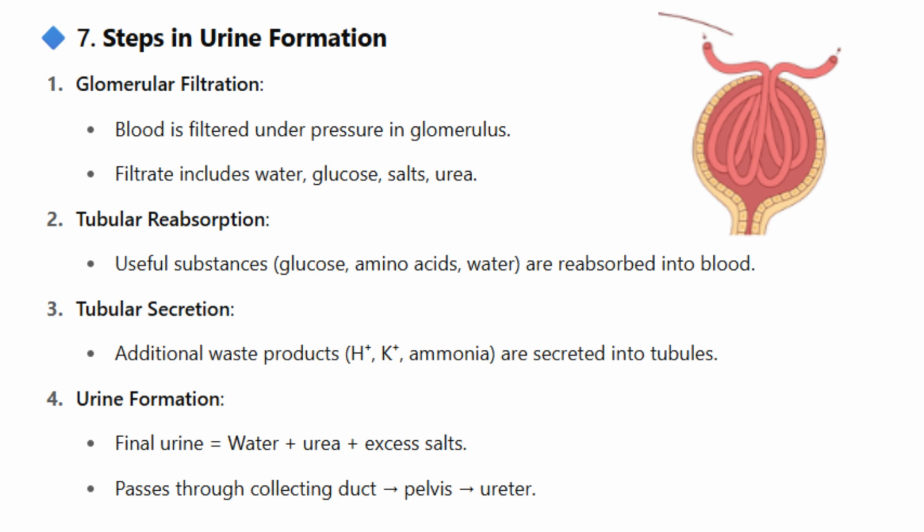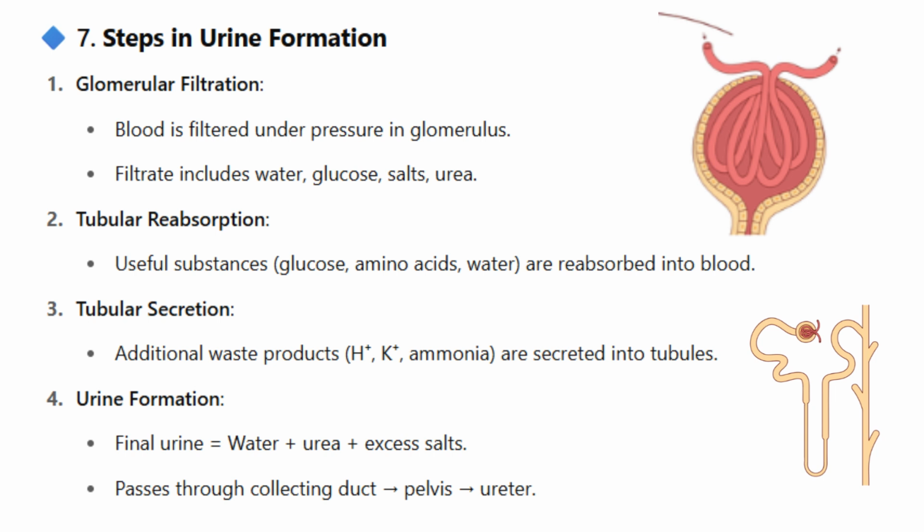Step 2. Tubular reabsorption. As the filtrate passes through the tubules, useful substances like glucose, amino acids, and a large amount of water are reabsorbed back into the surrounding blood capillaries. This step ensures that important nutrients are not lost. Step 3. Tubular secretion. Here, the tubules actively secrete additional waste substances like hydrogen ions, H+, potassium ions, K+, and ammonia into the filtrate. This helps maintain pH balance and removes toxic compounds. Step 4. Urine formation.